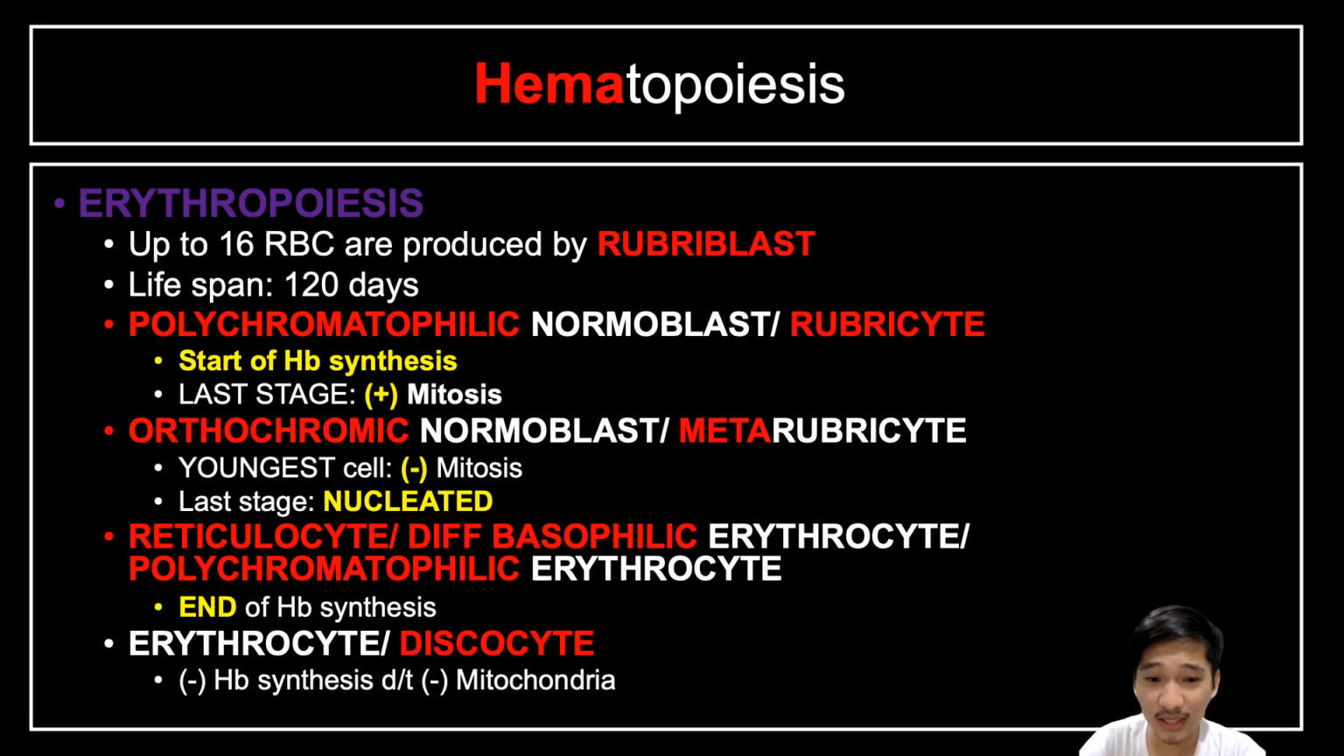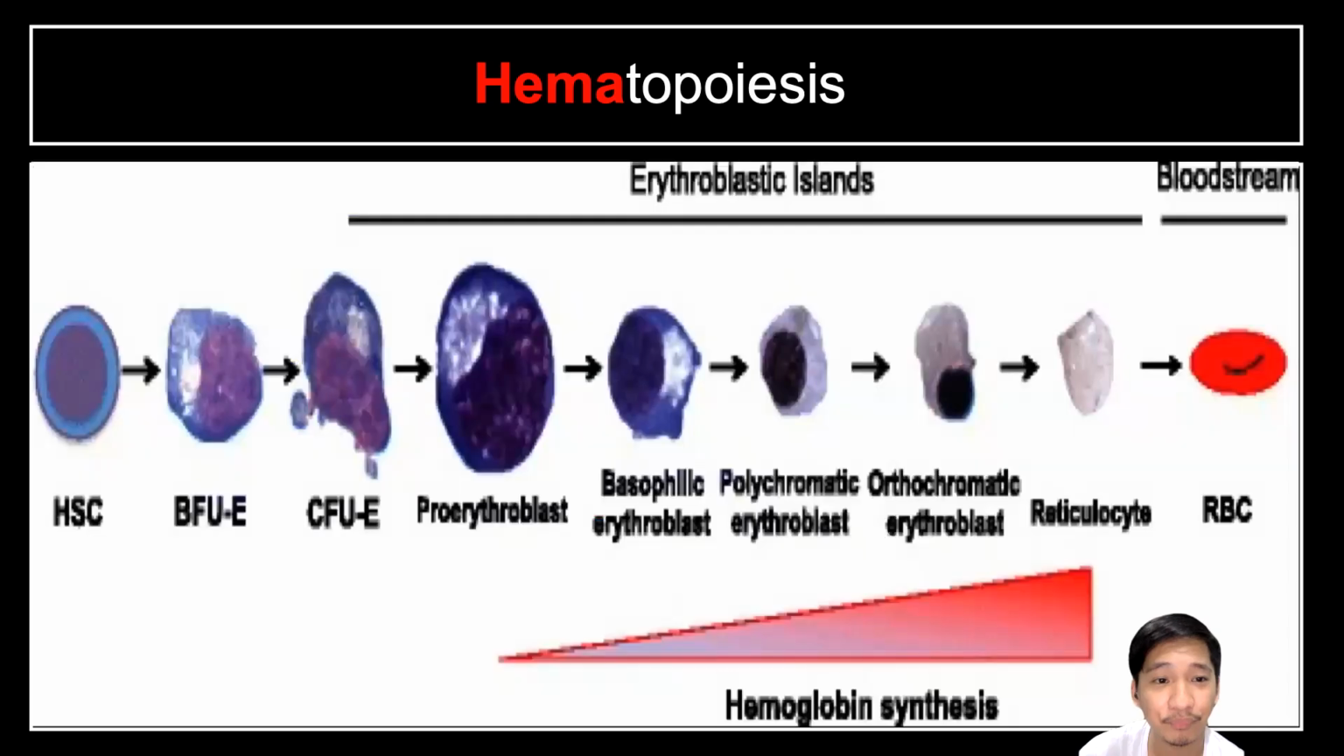Since in our erythrocyte, or the mature red blood cells, there is no hemoglobin synthesis due to the absence of the mitochondria, and also the extrusion, or the disappearance of the nucleus, because a mature erythrocyte or discocyte has no nucleus. So if there is no nucleus and no mitochondria, which usually is responsible for the ATP production, there would be no hemoglobin synthesis.